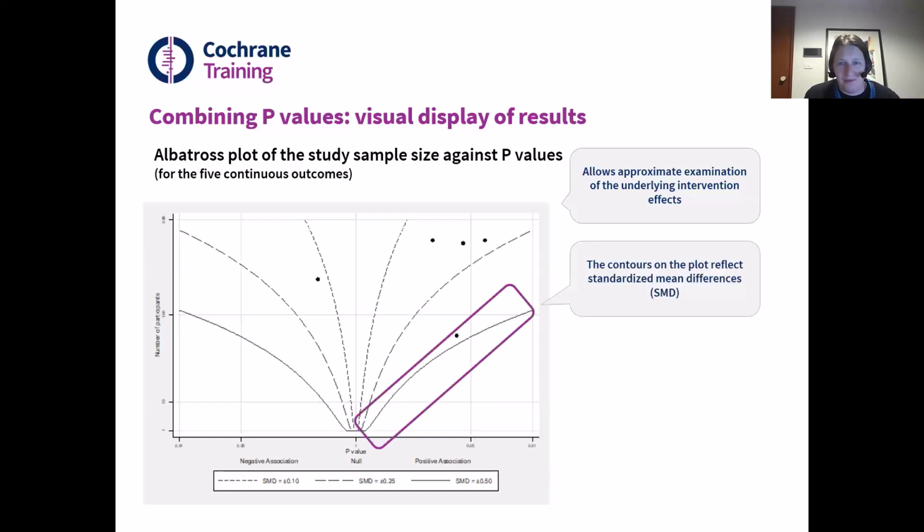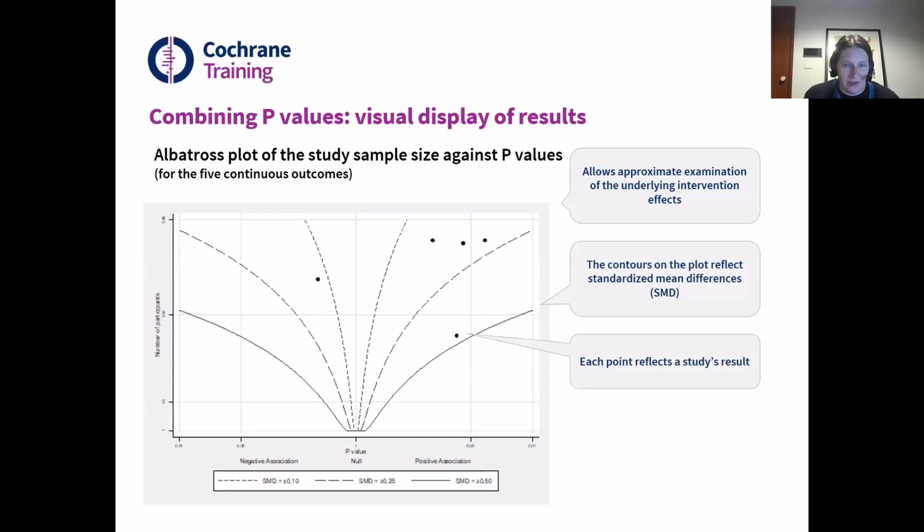So the contours there reflect the standardized mean difference. So in this case, I think this is a standardized mean difference of 0.5, and each point estimate reflects the study result. And the location of the points relative to the standardized mean difference contours indicates their likely size. So this point here is quite close to 0.5. These ones here sit somewhere between 0.1 and 0.25. So even with very limited reporting in the studies, there are statistical techniques for us to try and get a sense of what the size of the intervention effects might be.